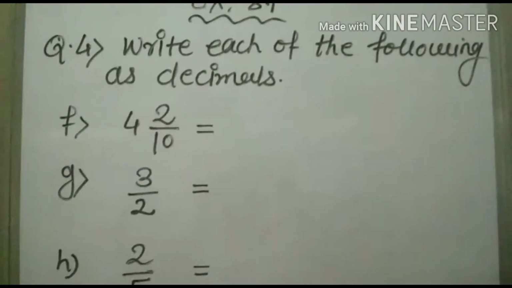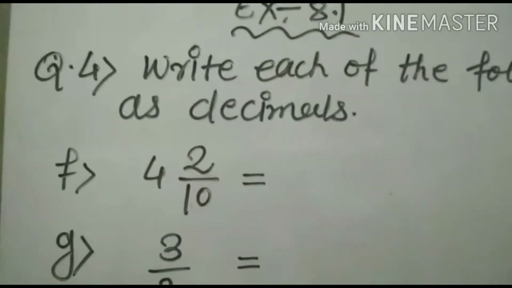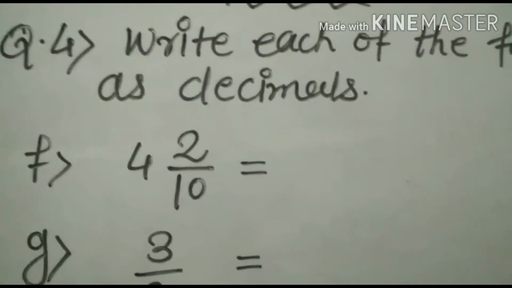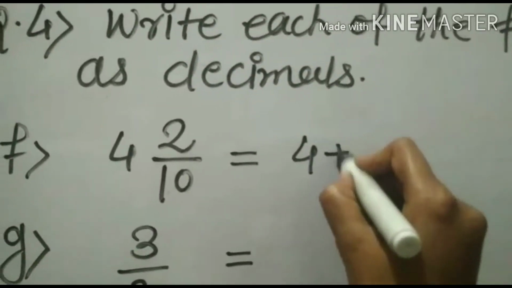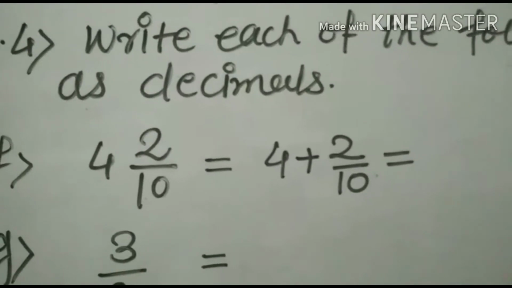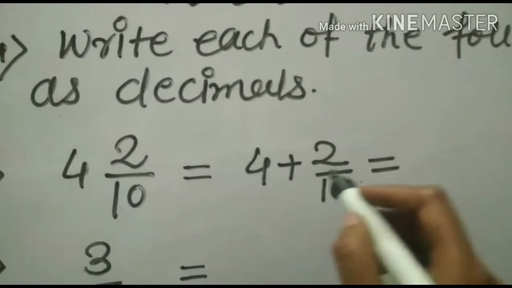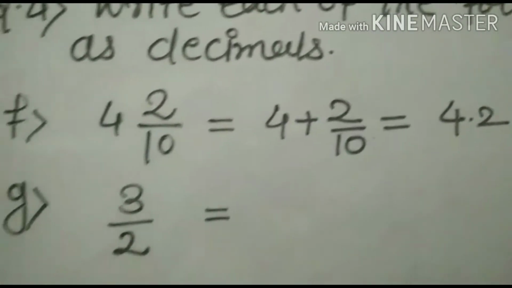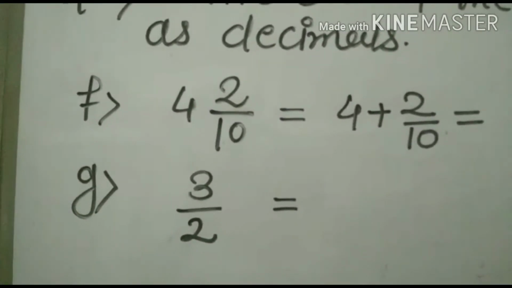Students, now take some more examples. You can see here it is given 4 and 2 by 10. 4 and 2 by 10 we can write as 4 plus 2 by 10. Now 2 by 10 means 0.2 in decimal, right? And 4 plus 0.2 is nothing but 4.2 in decimal. Next example we have 3 by 2.